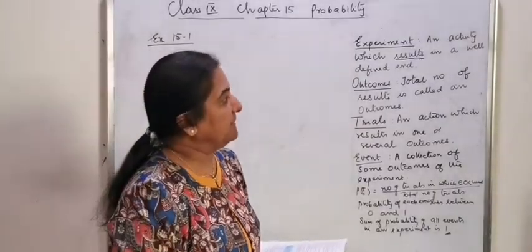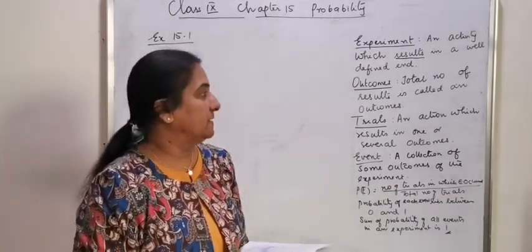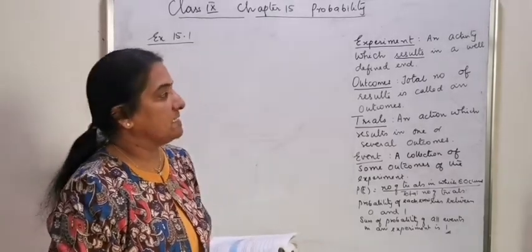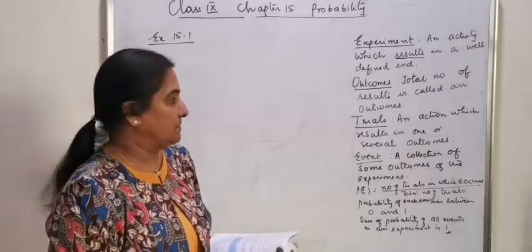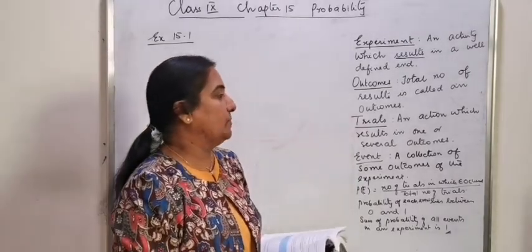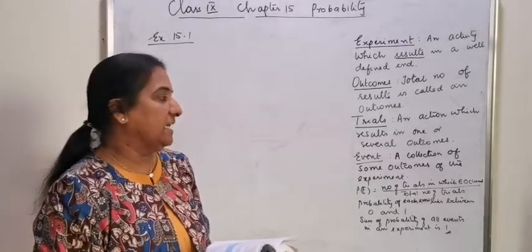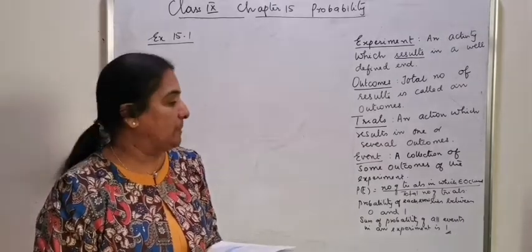What is an experiment? An activity which results in a well-defined end. What are outcomes? The total number of results is called an outcome, or they are called outcomes. Trial: an action which results in one or several outcomes. Event: a collection of some outcomes of the experiment. And what is the definition of probability?